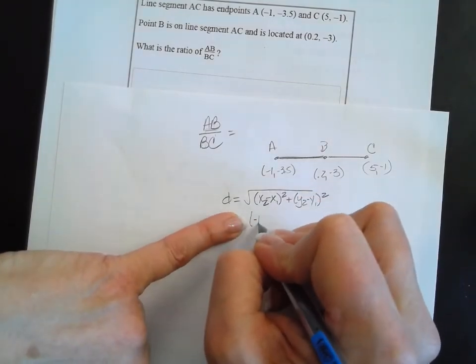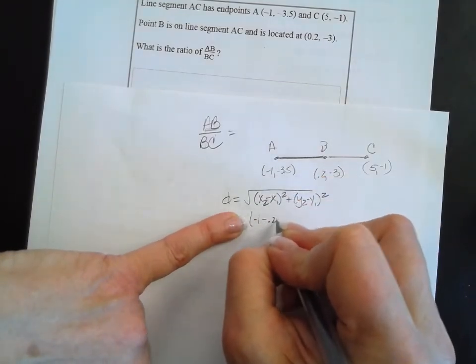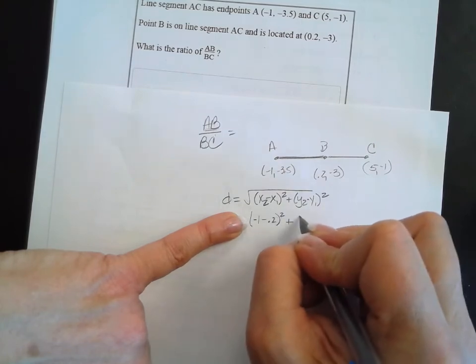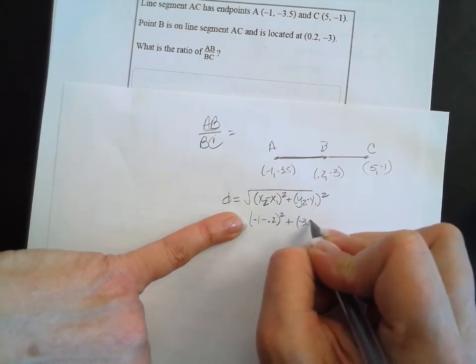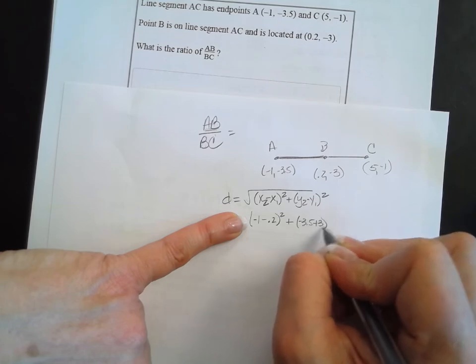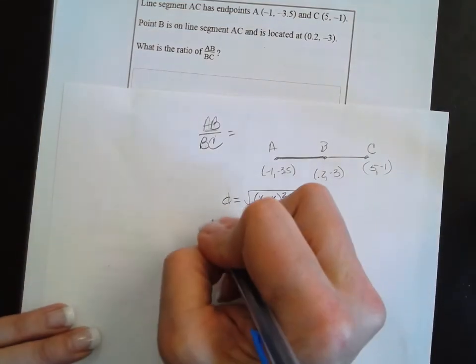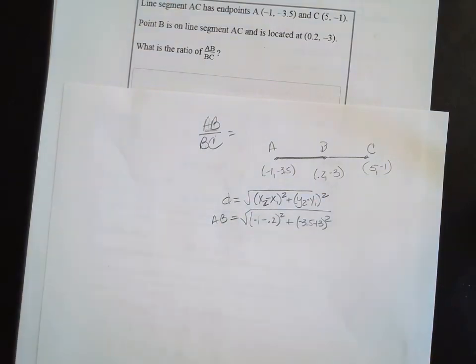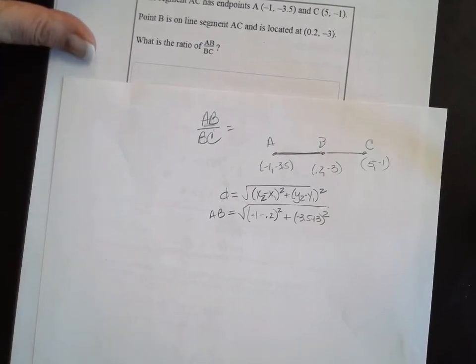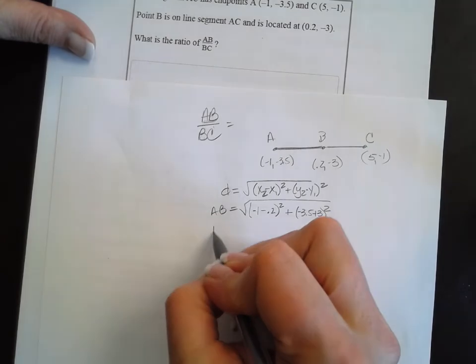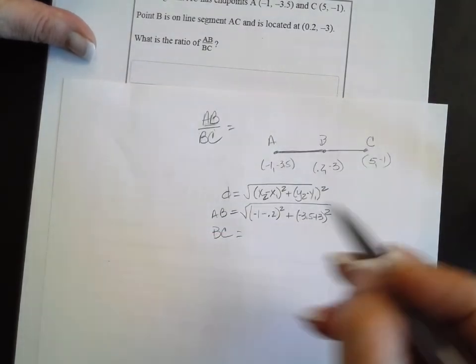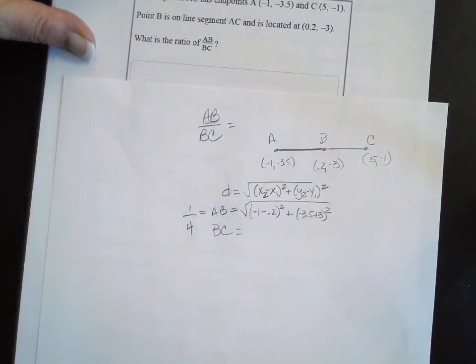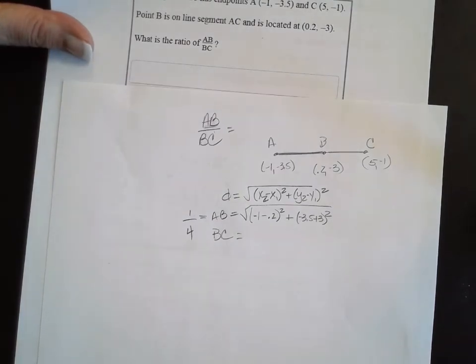Then it's a matter of just plugging and chugging. So I'm going to have -1 minus 0.2 squared plus -3.5 plus 3 squared. And that's going to give me the distance of AB. All right. And then you find the distance of BC and you put them over top of each other. And it ends up being 1/4. But we're running out of time, so I want to get rolling.